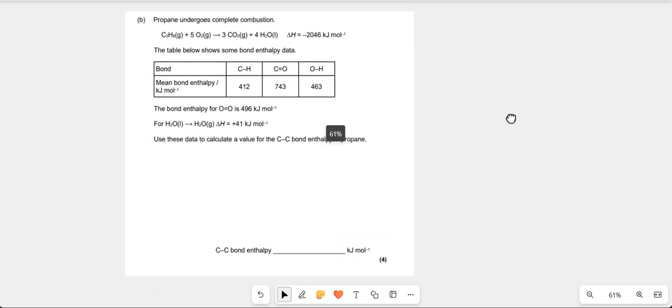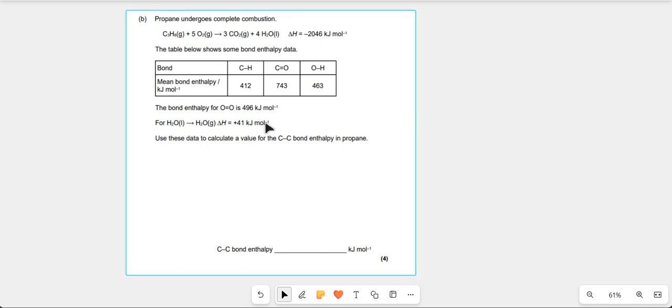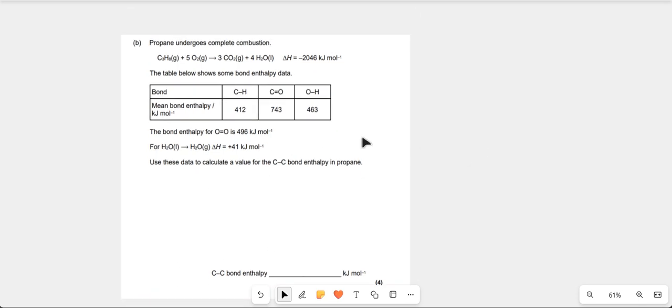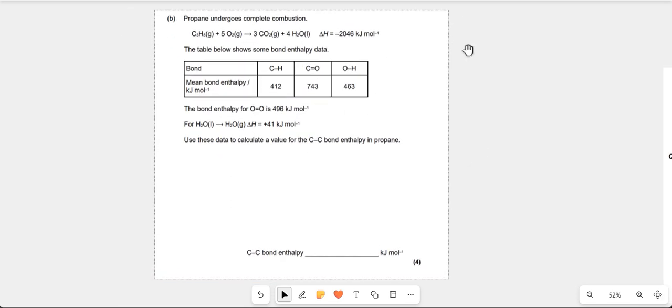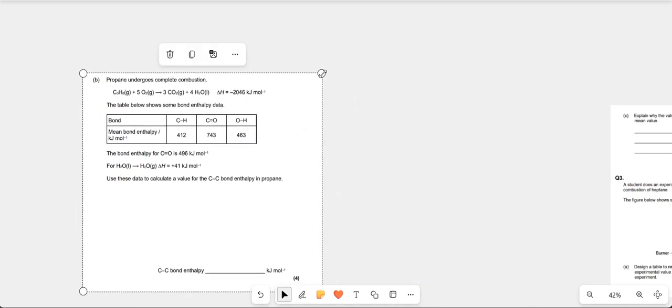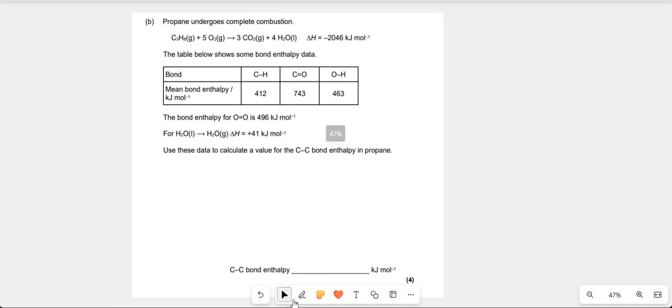Next one. Propane undergoes complete combustion. Alright, calm. Now let's see what he's saying. So what he's saying, let me just look bigger like that. Calm. Now we're talking.